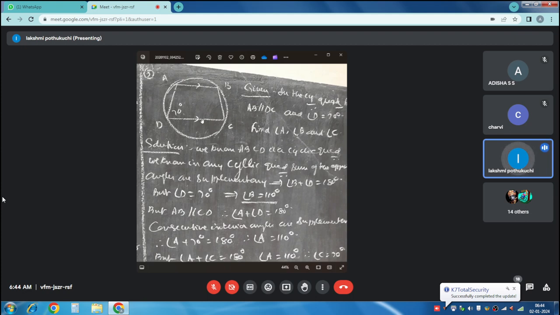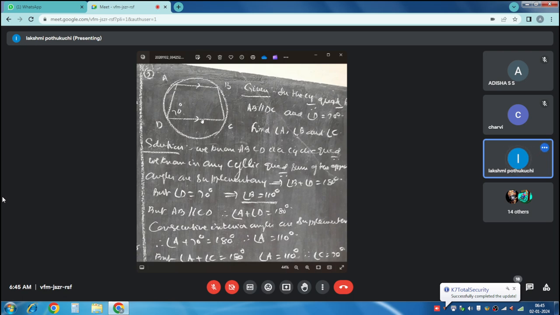Angle A is 110, angle B also 110 because of opposite angles of a cyclic quadrilateral. Then what about angle C? Angle C will become 70 only. Same answer. How do you know? Somehow, the four angles of a quadrilateral sum to 360 degrees, so we can find the fourth angle.